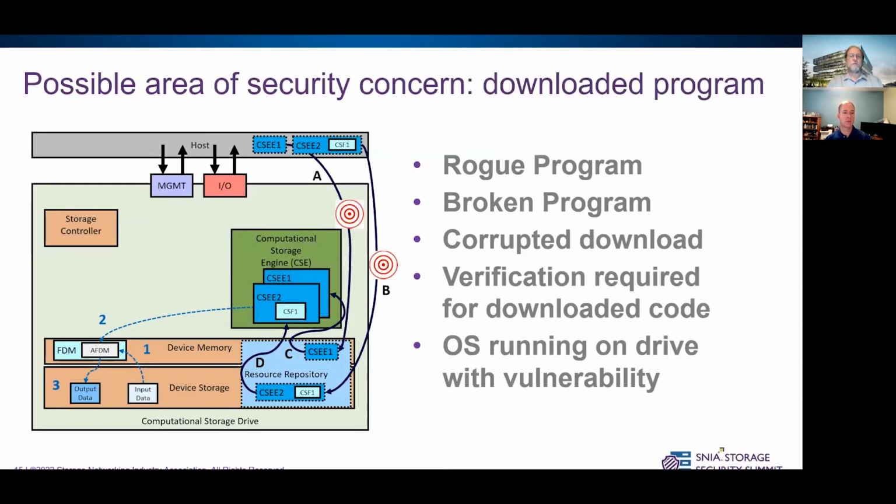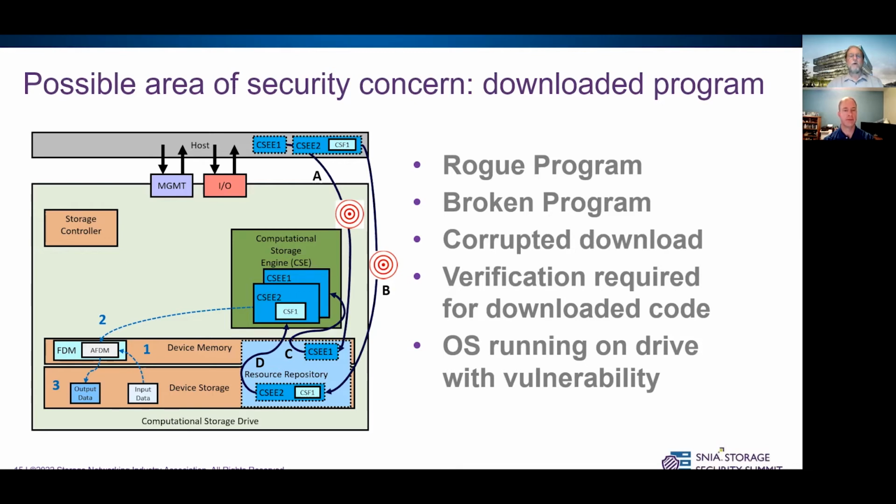So what are the areas of concern? You'll see some bullseyes here that talk about different areas. This first possible area of security concern has to do with downloaded programs, and actually a little bit more than that. It has to do with all of the downloads that are coming from the host. As Jason talked about earlier, you have the ability of downloading a computational storage environment. You can have a computational storage environment that contains a computational storage function, and you can also have just a download of a computational storage function itself.